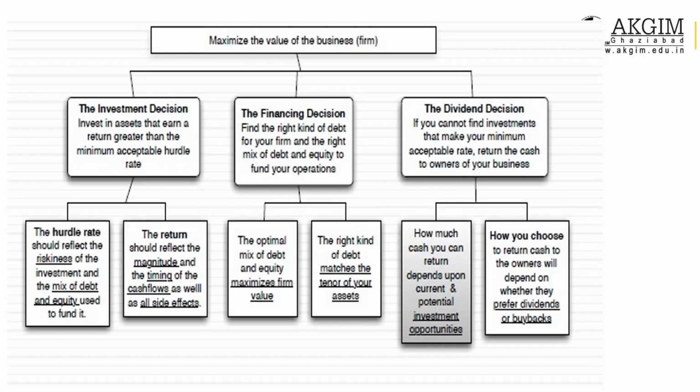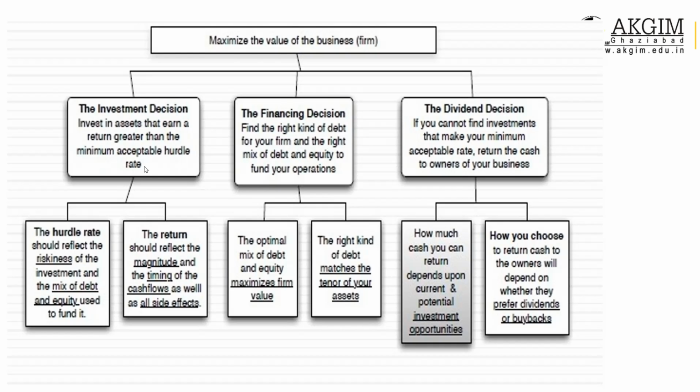Investment decisions means the investment decision is related to the acquisition of the assets, right? How to acquire an asset. Invest in the asset that earns a return greater than the minimum acceptable hurdle rate. Obviously, when you start a business, you have something in your mind, that is your expectation. Why do you start a business? You want to earn profit. Then what should be the minimum rate of return you want from the investment, right? So, this is known as hurdle rate of return.